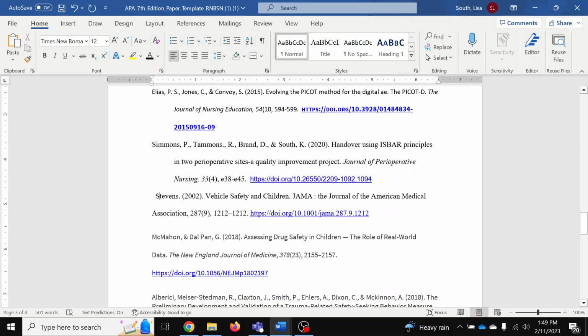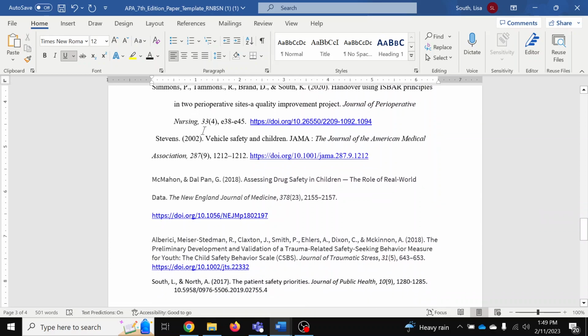Okay. All right. So here's Stevens. Old article. Vehicle safety and children. Ew. This is supposed to be lowercase. See there? Sentence case, right? JAMA, the Journal of the American Medical Association. What do we have to do with the title of the journal? Italicize. Otherwise, it's correct, upper and lower case. Volume, issue, page, DOI number. Perfect. Here's the next one, McMahon. Oh, but it looks like there's a space there. There is. Okay.